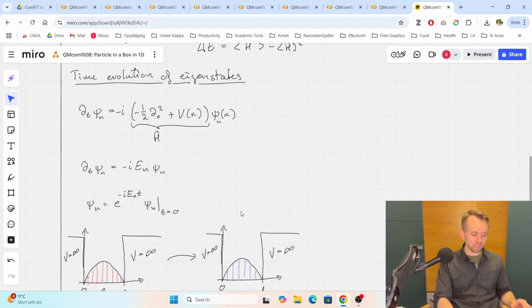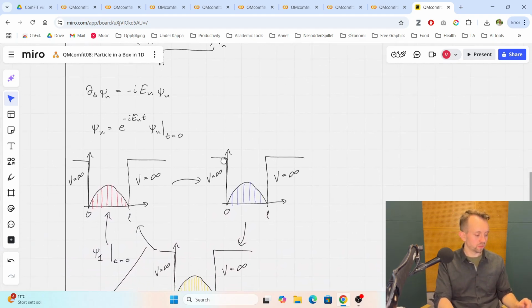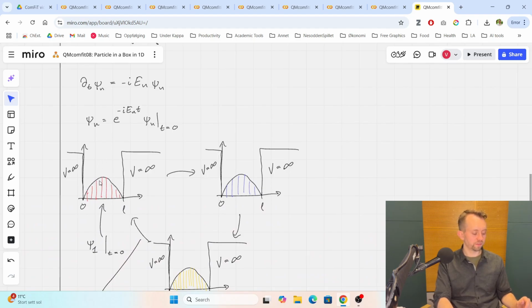So what does that mean? Let's start by looking at this initial wave function here, which is between 0 and L, and here we have infinite potential on both sides. Now, as time goes on, this part of the wave function does not change. The only thing that changes is this e to the minus i En t.